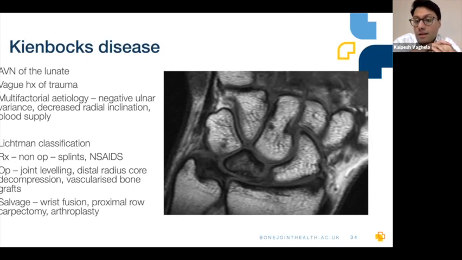You can decompress the distal radius by drilling it, and that supposedly increases the blood supply to the lunate. And then you can also do operations where you plug new bits of bone in with vascularized bone grafting. And then when the patient unfortunately develops arthritis, you can go on to other salvage procedures such as proximal row carpectomy. So that's where you remove the proximal row of the carpus, and fusions and arthroplasty. This condition is relatively rare, but when you see it, it's quite classical in its appearance and something you should be aware of.